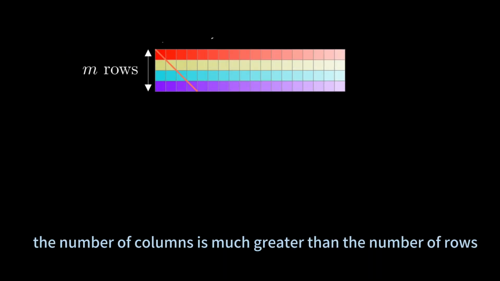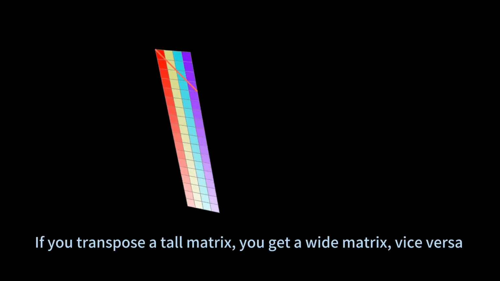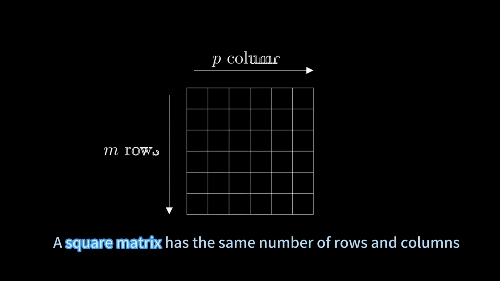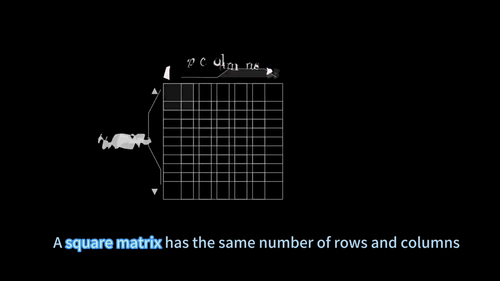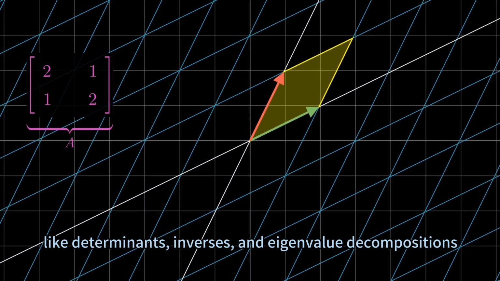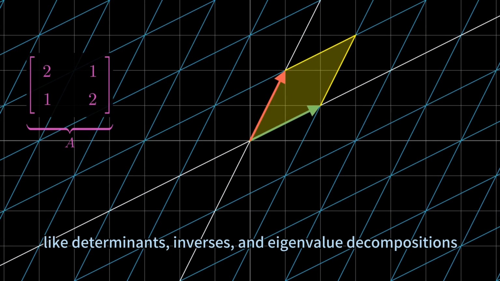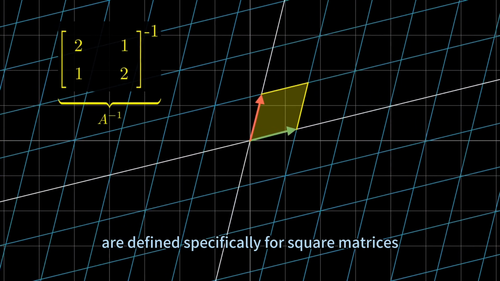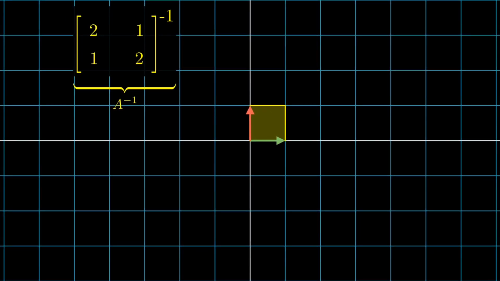The number of columns is much greater than the number of rows. If you transpose a tall matrix, you get a wide matrix, and vice versa. A square matrix has the same number of rows and columns. Many operations in linear algebra, like determinants, inverses, and eigenvalue decompositions, are defined specifically for square matrices.